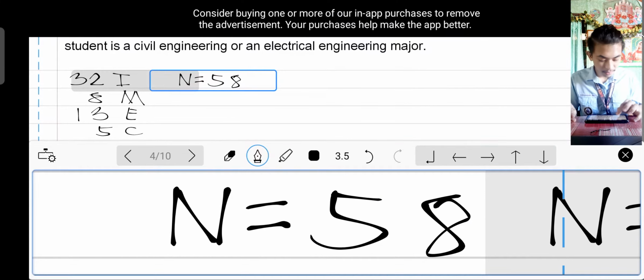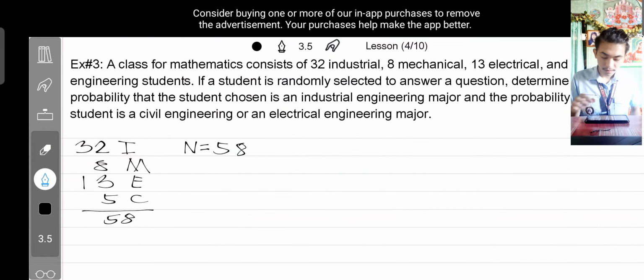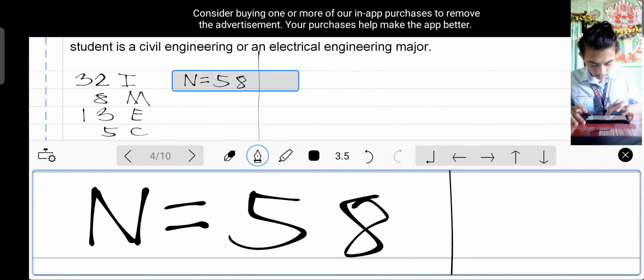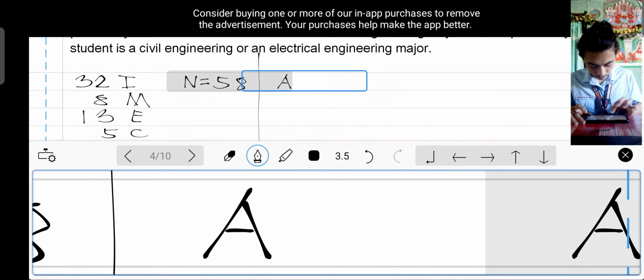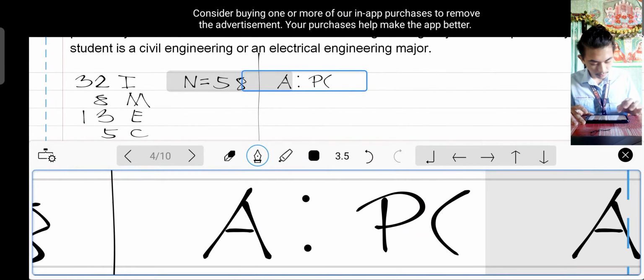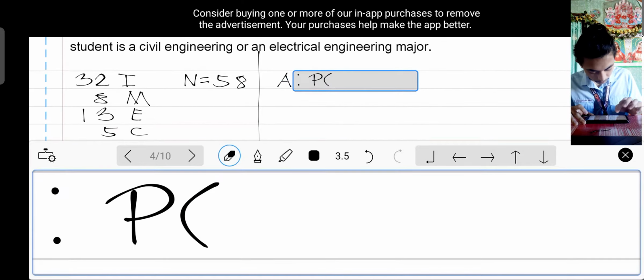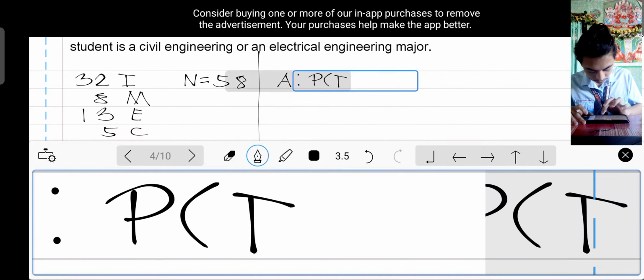In this question, they say determine the probability that the student chosen is an industrial engineering major. Let us make it as an event A. Event A is the probability of industrial.